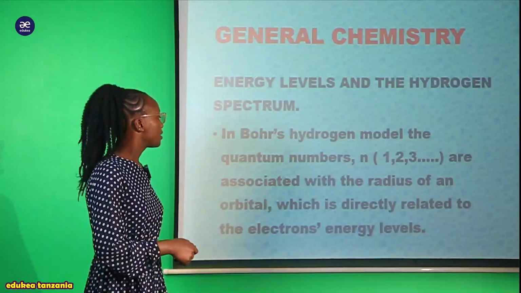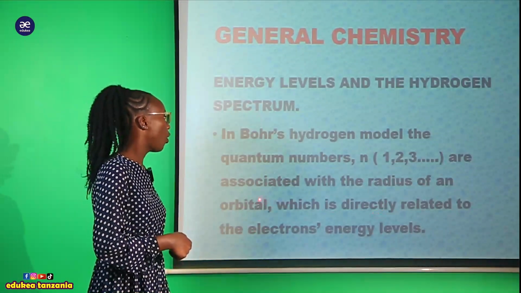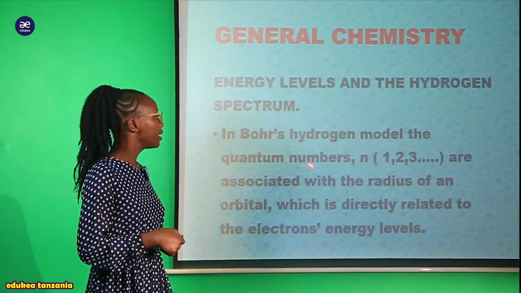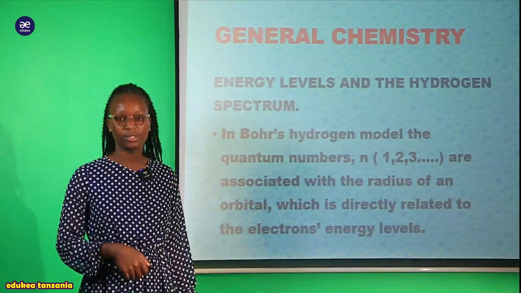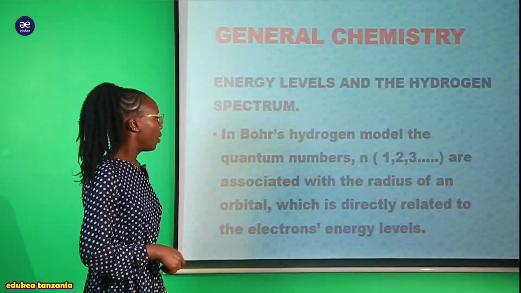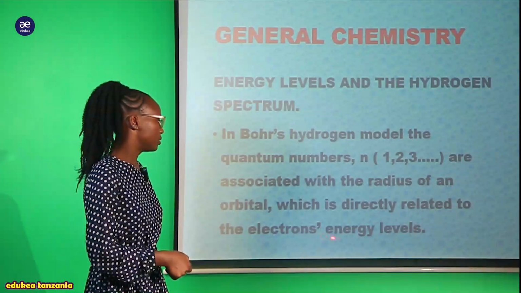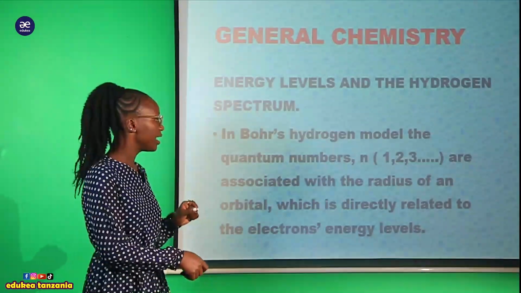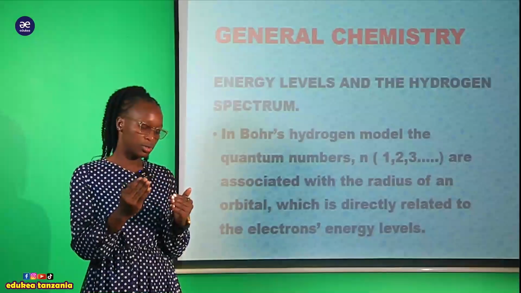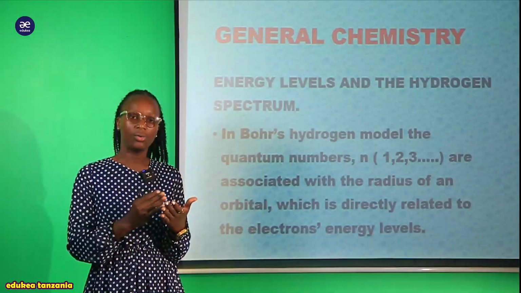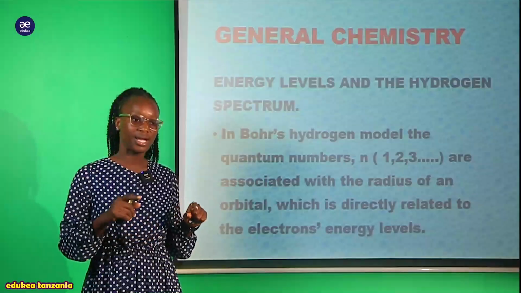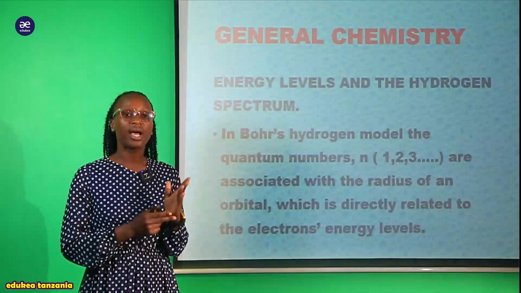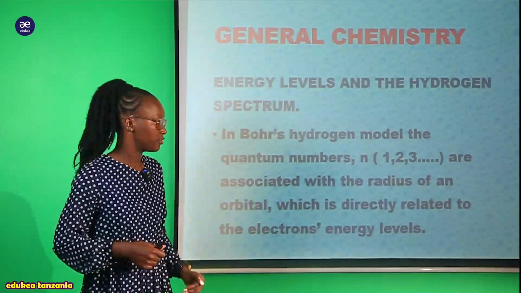So can you see that these quantum numbers are associated with the radius of an orbit or orbital, which is directly related to the electron's energy levels. When we consider the distance, the radius, in Kiswahili we can say kipenyo or nusu kipenyo. So we look at the distance, which can be the complete radius or half. You see? There we look at the distance in the energy levels.